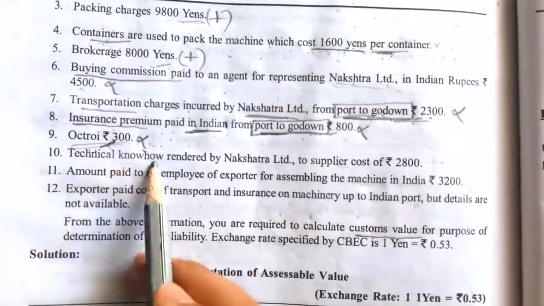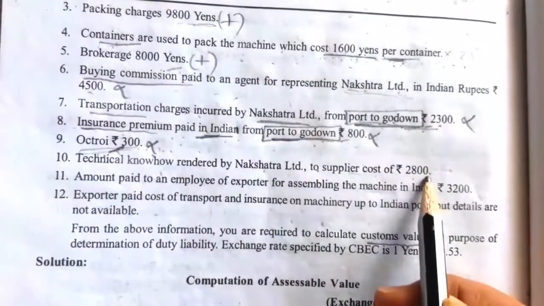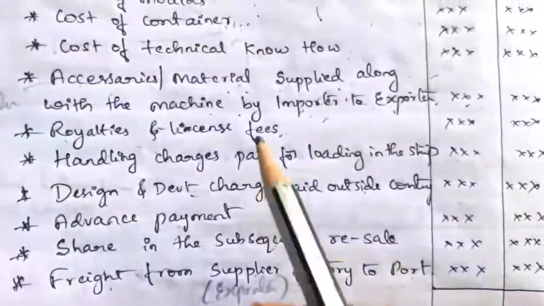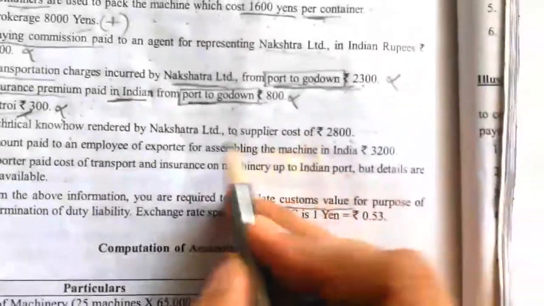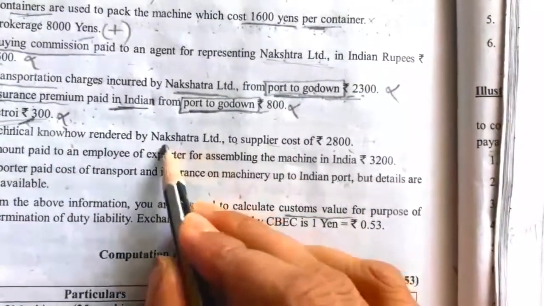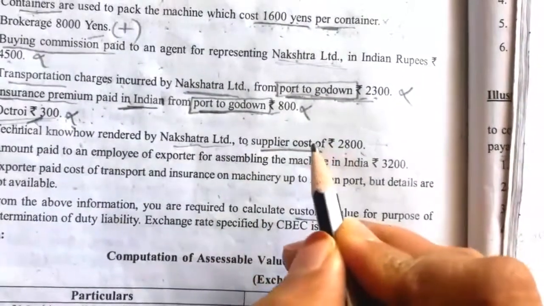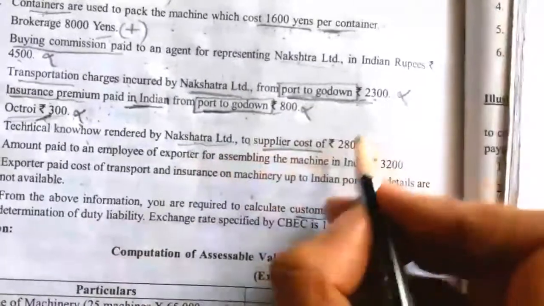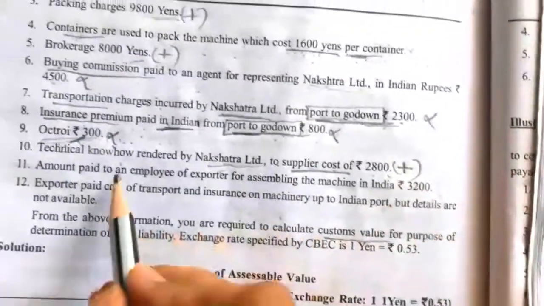Next one is technical know-how rendered by Nakshatra Limited to the supplier, cost rupees 2800. So technical know-how we have to take. The cost of technical know-how we have to take, because it is rendered by Nakshatra Limited, but it is at supplier cost. Supplier cost means it is actually the expense of the exporter, rendered by the importer. It is actually the expense of the exporter. We have to add technical know-how.